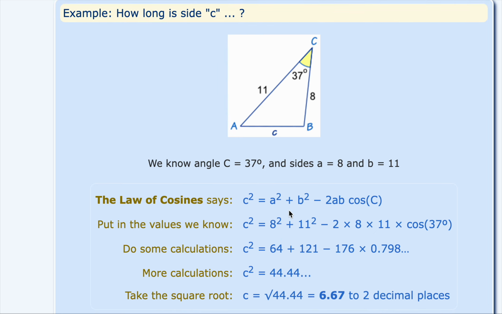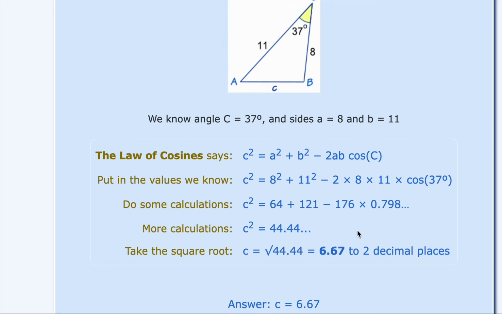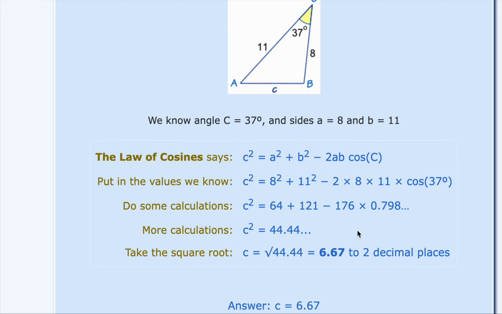So how do you set it up? You can say this is your a, this is your b. So 8 squared plus 11 squared minus 2 times 8 times 11 cos 37. If you substitute all this into the calculator and then square root the answer, you should get 6.67 up to 2 decimal places. You can pause the video and see if you're able to do it on your own by substituting the values.